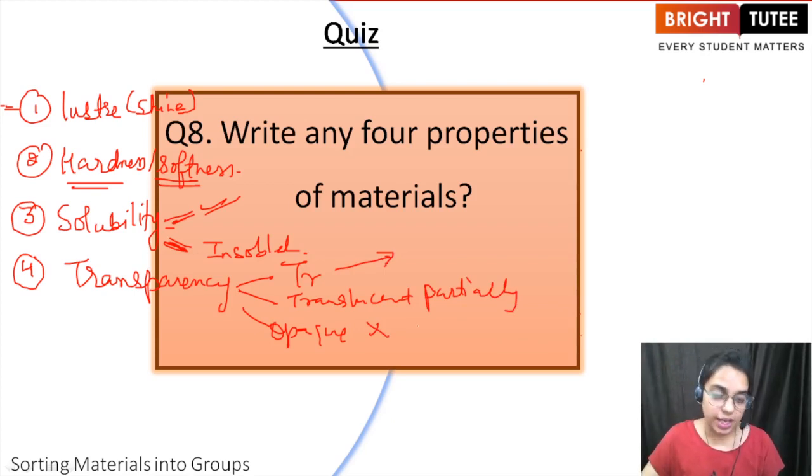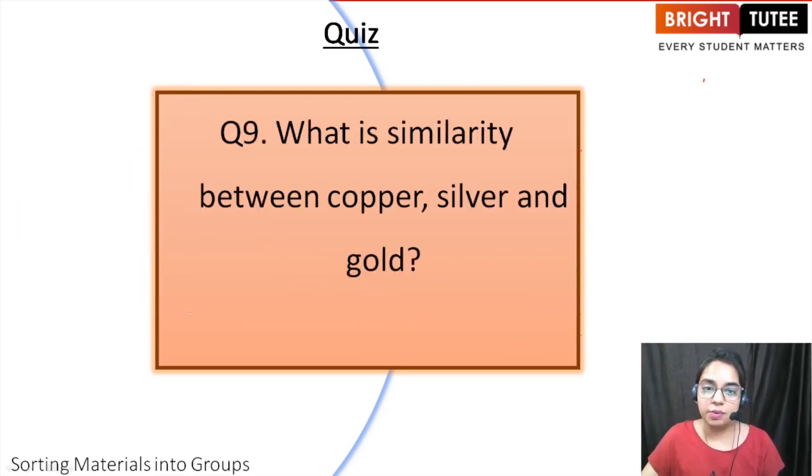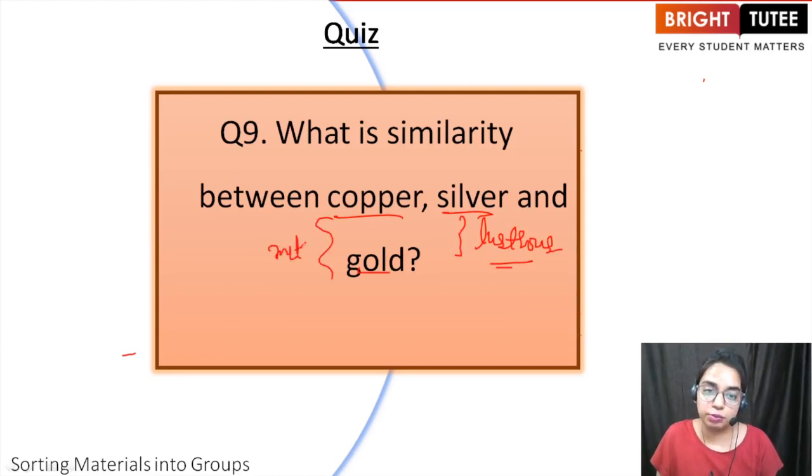Okay, now the next question is, what is the similarity between copper, silver and gold? So children, the similarity between copper, silver and gold is all of these substances are lustrous, that is, they have shiny surfaces, and also we can say all of these are metals. You can write both points. Okay, let's move to the next question.